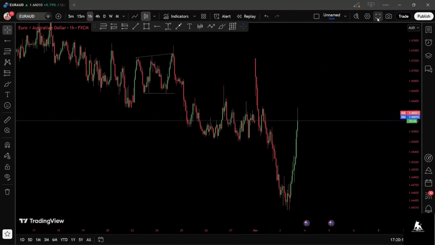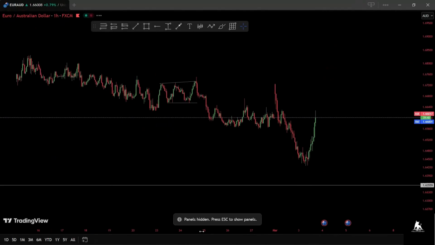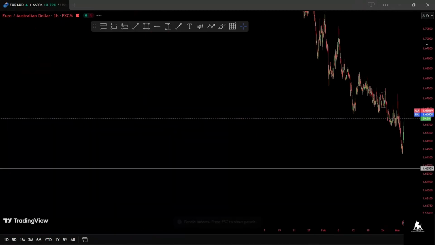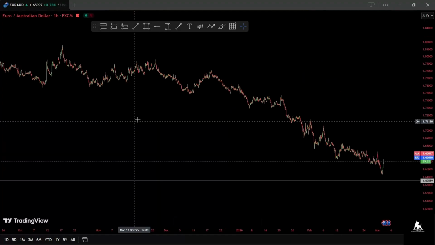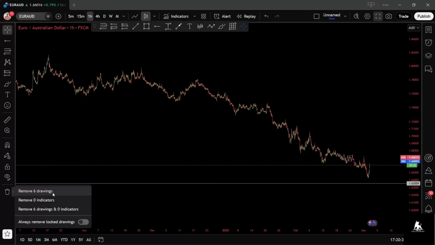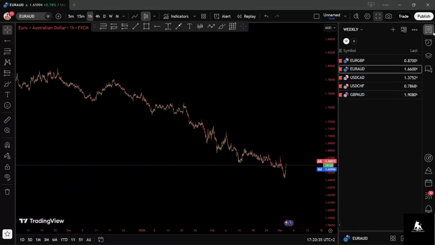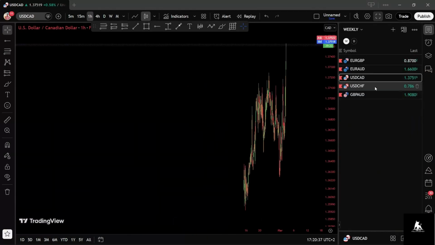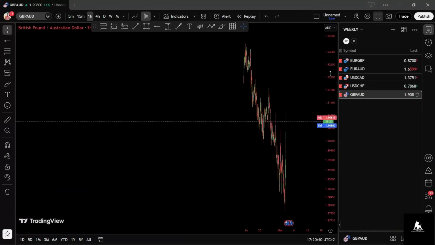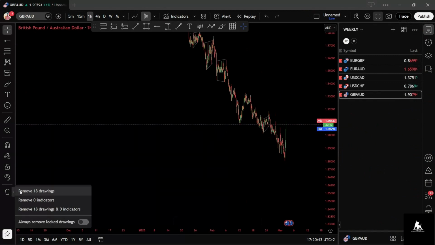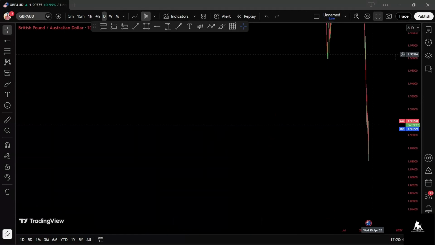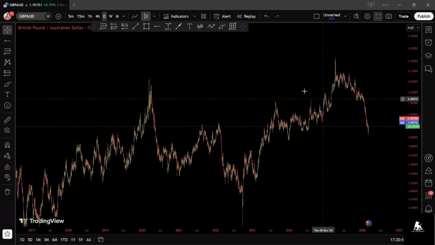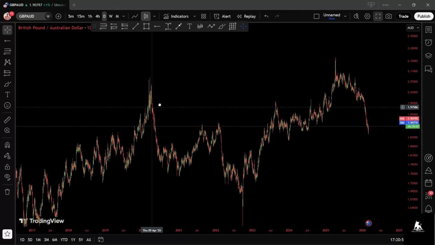I'm going to put this in full screen mode and just show you something. Let me delete everything. Hold on. Yeah, I think it's GBP AUD. Let me just delete everything. So I'm going to give a quick, short market breakdown from the higher time frame.